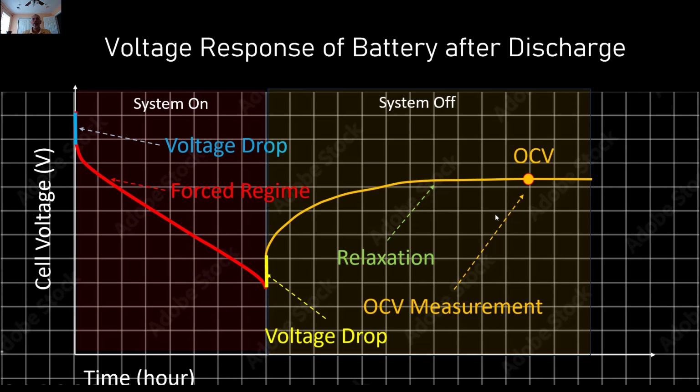It's during this time that we can actually get accurate measurements, because at this time the voltage is still stabilizing here, and then it gets to a point, after a few hours, when we can actually read an actual or correct voltage, and we call this OCV or open circuit voltage.